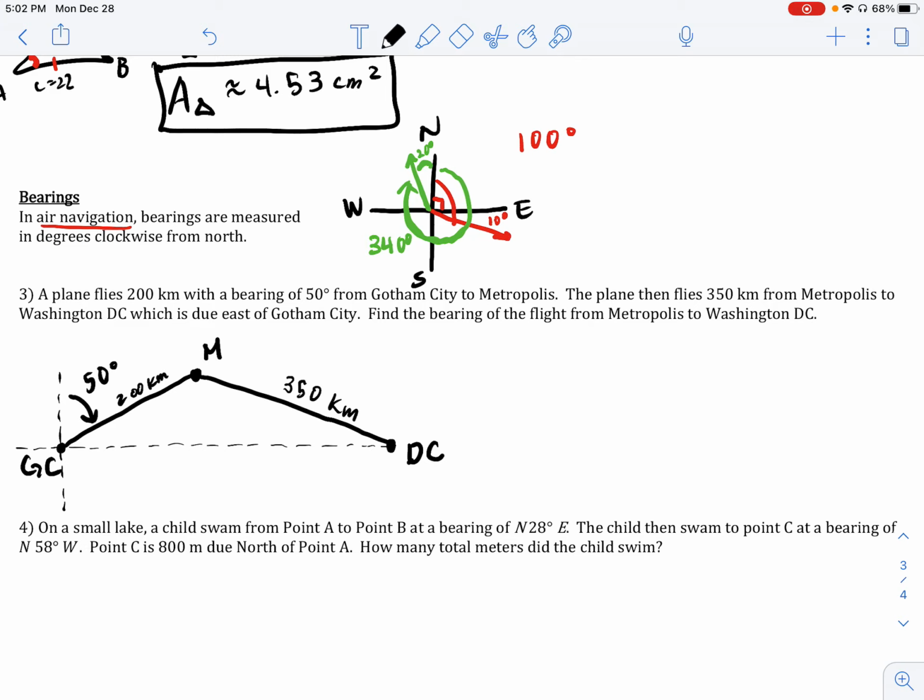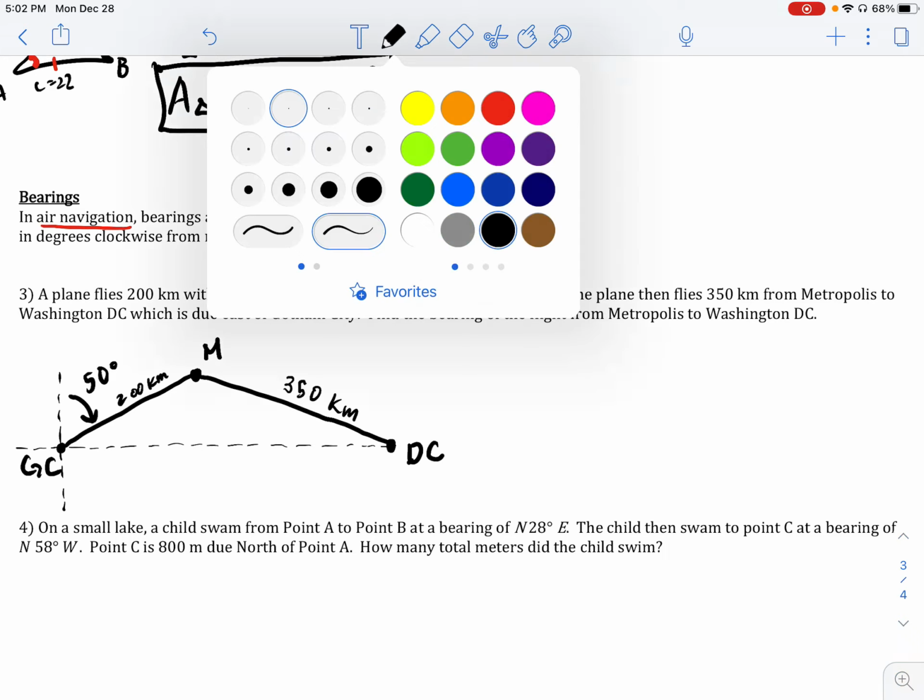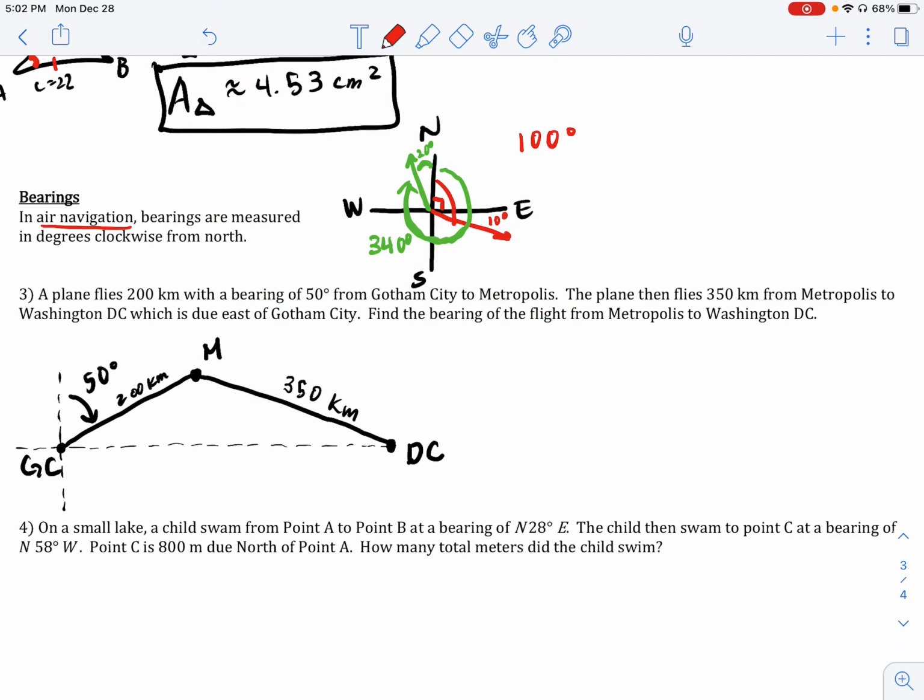What we are asked to find is the bearing of the flight from Metropolis to Washington, D.C. Now, before we set off doing that, let's make sure we understand what exactly that bearing would look like. So from Metropolis to D.C., if we were dealing with normal bearings, or the bearings that we're used to working with so far, we would be talking about this angle up here. However, since this is air navigation, the bearing that we're actually discussing is all the way from this vertical line all the way down to that line there.